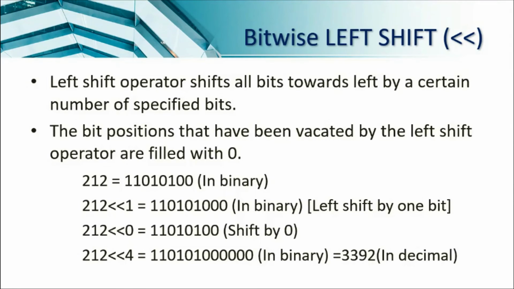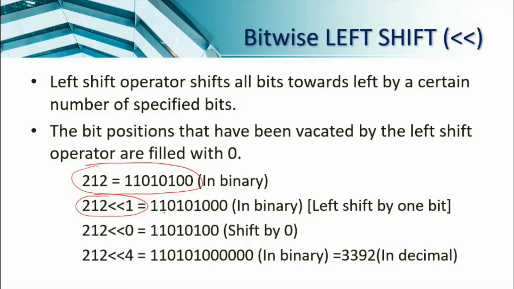All the bits are shifted towards the left, and the positions that have been vacated by the left shift will get a value 0. So that is how it works. Like this, 212 left shift 1 is again what we have done.